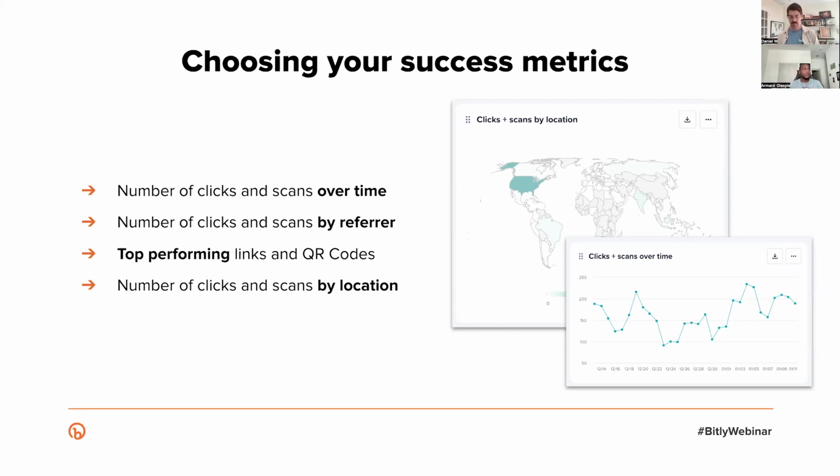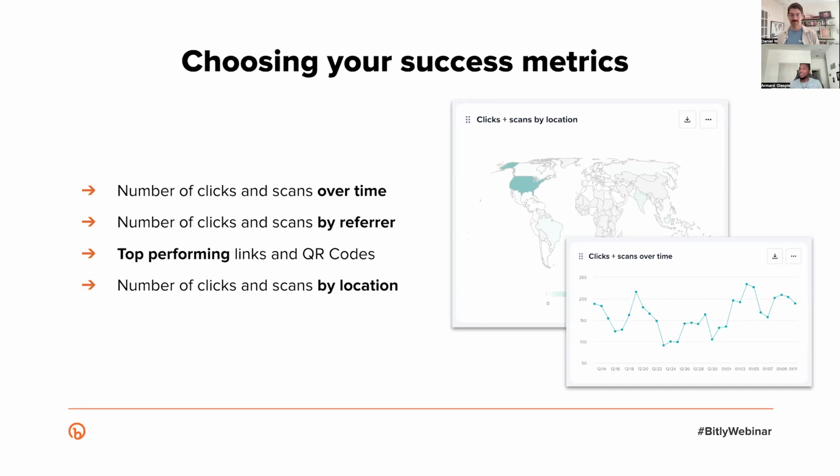Number 3 is the top performing links and QR codes by clicks and scans. This helps you prioritize and focus your efforts on the most successful links and QR codes. It helps you really understand what's resonating with your audience and what's not. You want to see what's working, because I don't know about anybody here, but I don't want to continue to do things that are not working. It's very much like finances: if you don't know how much money is going in, you're not going to understand why all the money is going out at the end of the day.